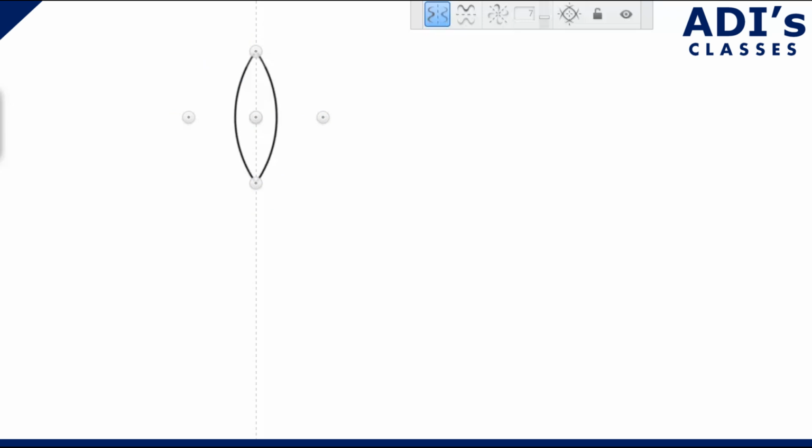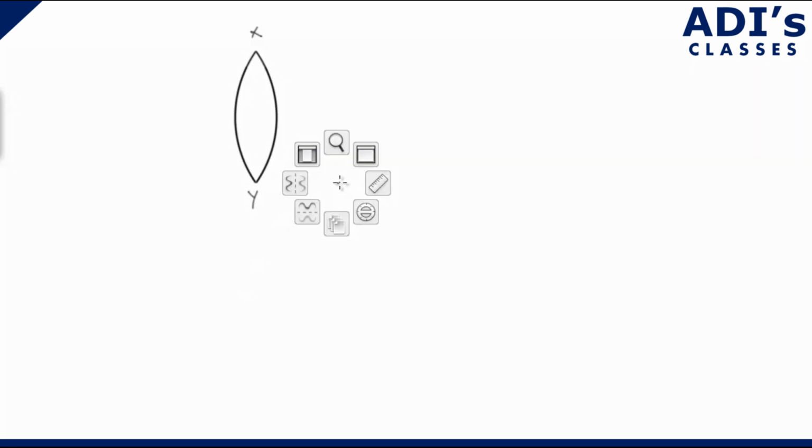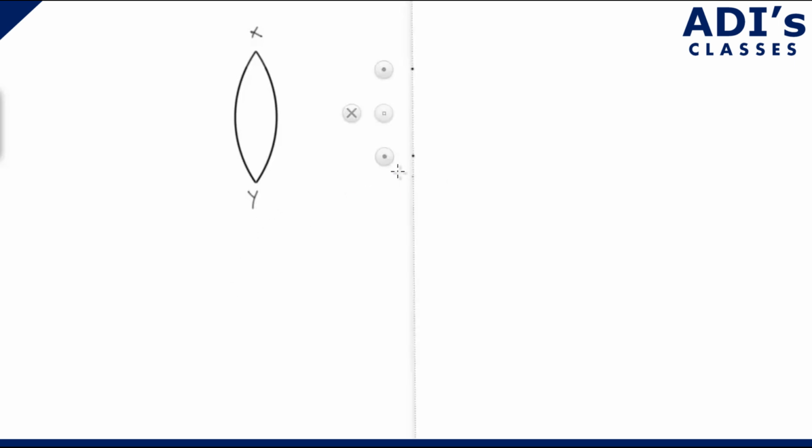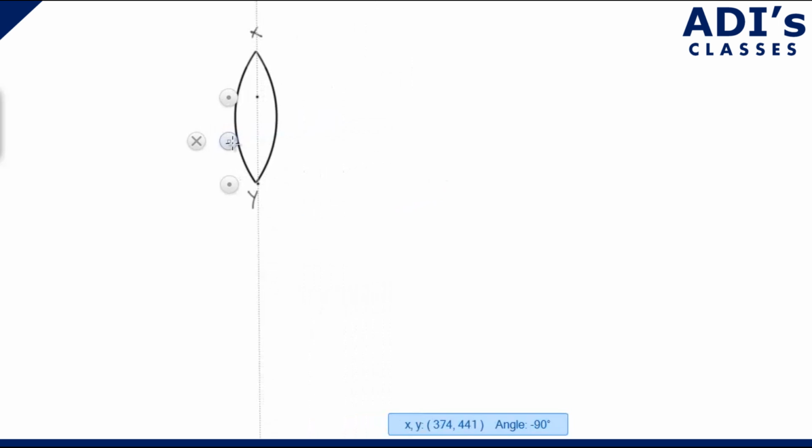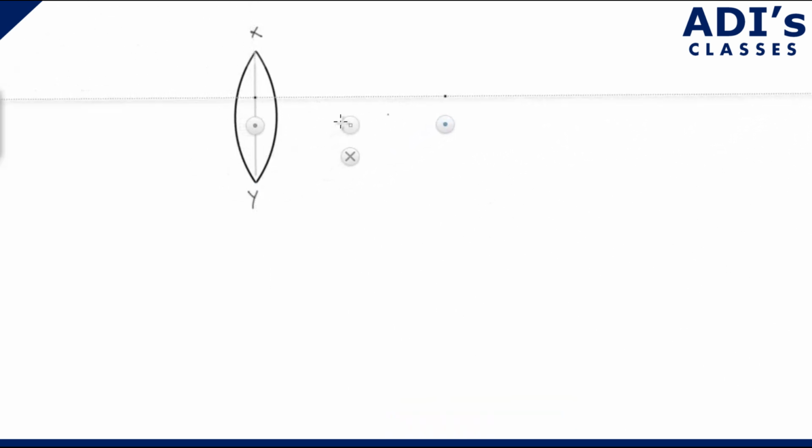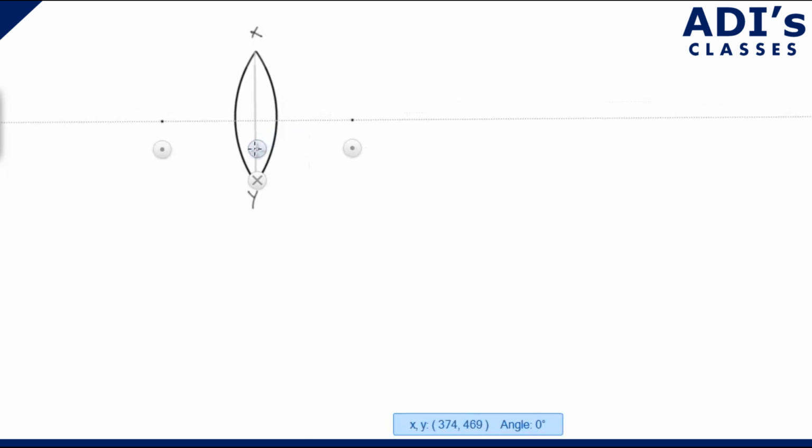So let's say this is our convex lens. Let's call this X and Y, so XY is the convex lens. Now this is a particular line which is passing through XY. You can say this is more like the curvature we can figure out by using this. All right, then we need to draw the principal axis.